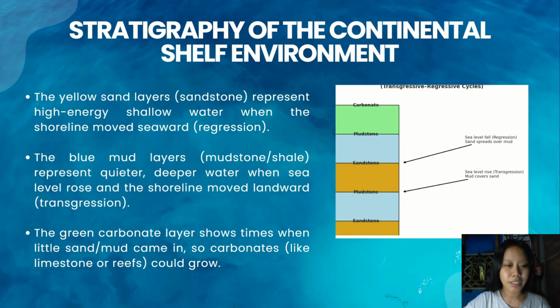The green carbonate layer shows times when little sand or mud came in, so carbonates like limestone or reefs could grow. So, the stratigraphy of the continental shelf is made of repeated layers of sand, mud, and carbonates. These layers record sea level rise and fall, amount of sediment supply, and the processes of waves, storms, tides, and organisms that shape the seafloor.